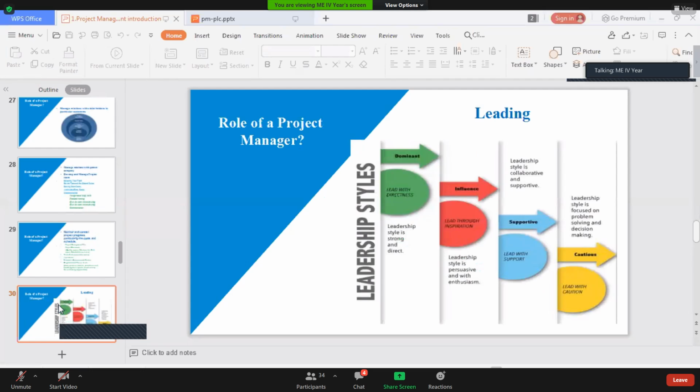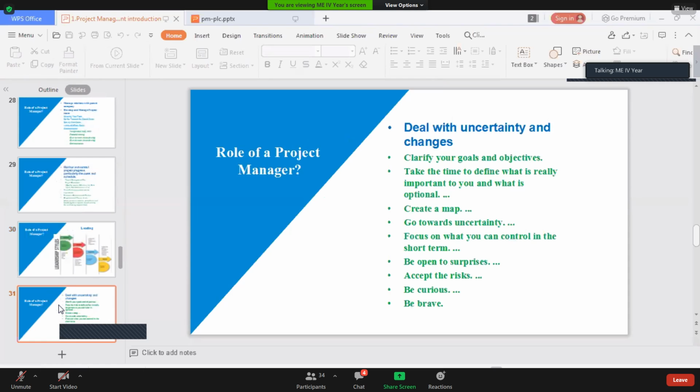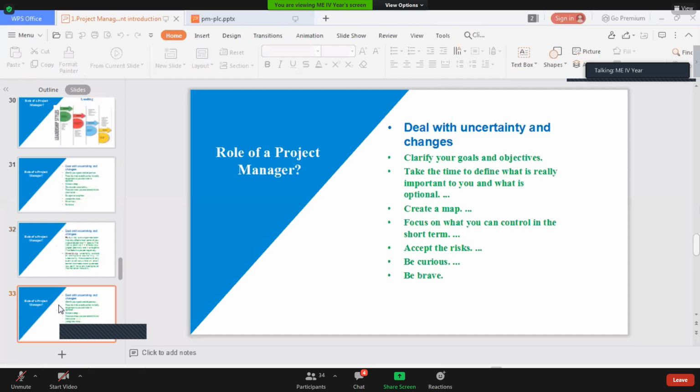Then what kind of different leadership styles? Hope you all recollect. Different leadership styles: dominant style, like Hitler; able to influence, the second type; being supportive, the third style; laissez-faire; and the fourth one is cautious. So a leader must display all these combinations based on the requirement. Dealing with uncertainty, all these are roles, okay?